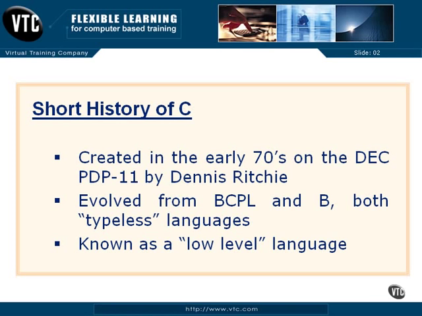C evolved from languages called BCPL and B, which were from the late 60s and early 70s, and they were both typeless languages. Now, C has its own data types like integers and characters and various floating point precision variable types. So we'll see how to use those later. But C is a somewhat typed language.